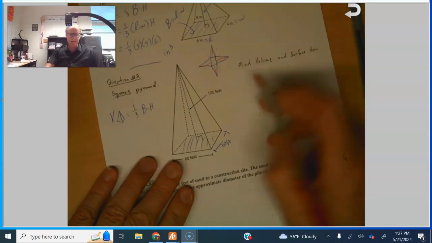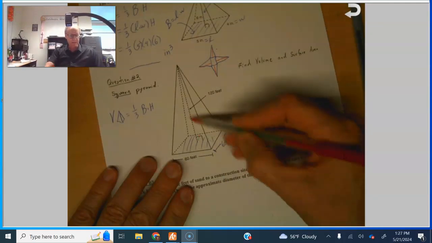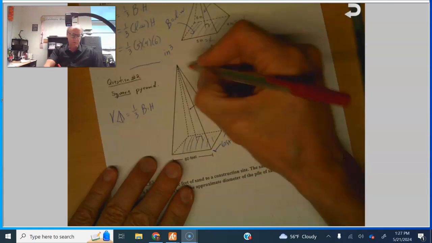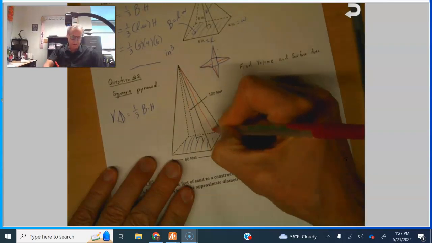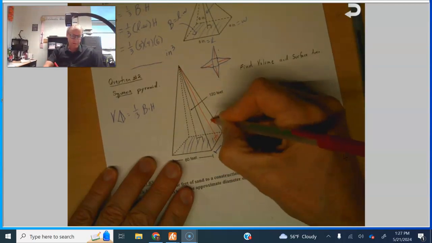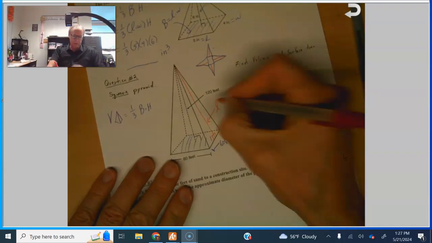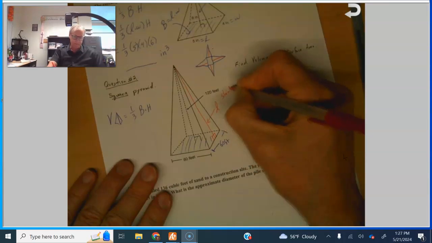And notice that the length is actually on the triangle. Well, this height is not on the triangle, it's inside of the pyramid. So what you're missing is this length and this distance right here. And it's called the slant height, and we almost always use L to represent it. This is the slant height for this pyramid.